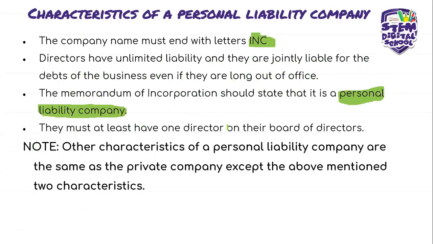There must be at least one director on their board of directors, right? So they must at least have one director on the board of directors, right? Note, other characteristics of a personal liability company are the same as the private company, except the above mentioned two characteristics. So everything stays the same with these two exceptions, basically, boys and girls. But everything just stays the same as your private company. It's just that we've got these few exceptions.